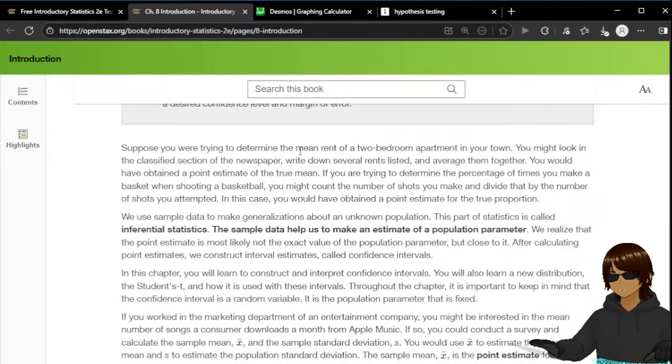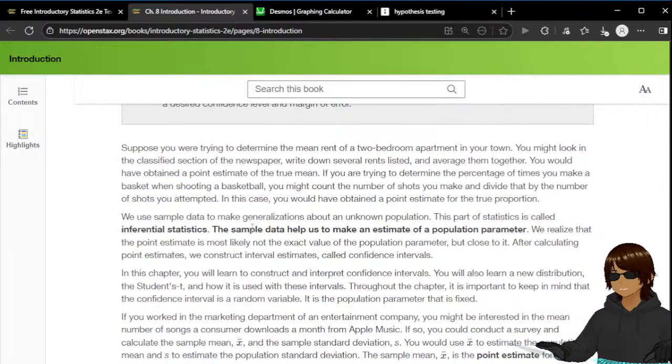Suppose you were trying to determine the mean rent of a two-bedroom apartment in your town. You might look in the classified section of the newspaper, write down several rents listed, and average them together. You would have obtained a point estimate of the true mean. Or you're trying to determine the percentage of time you make a basket when shooting a basketball. You might count the number of shots you make and divide that by the number of shots you attempted. In this case, you would have obtained a point estimate for the true proportion.